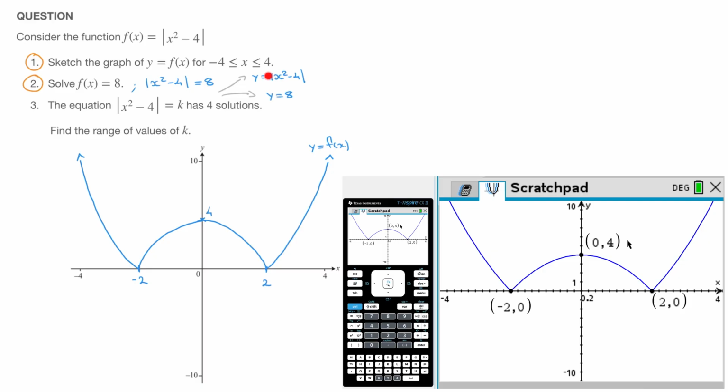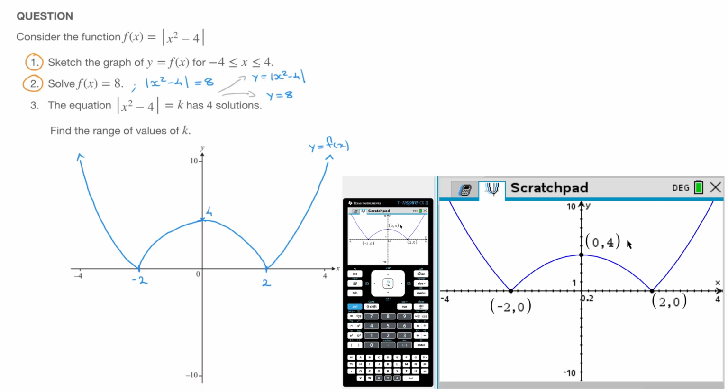And once both of these are plotted on the same xy grid, the solutions to this equation will be the x-coordinates of any points of intersection we see. And let me insist, we're only after the x-coordinates here. The reason being, in this equation, the only unknown we have is x. So when we solve this equation, the only solutions we should be stating should be x values.